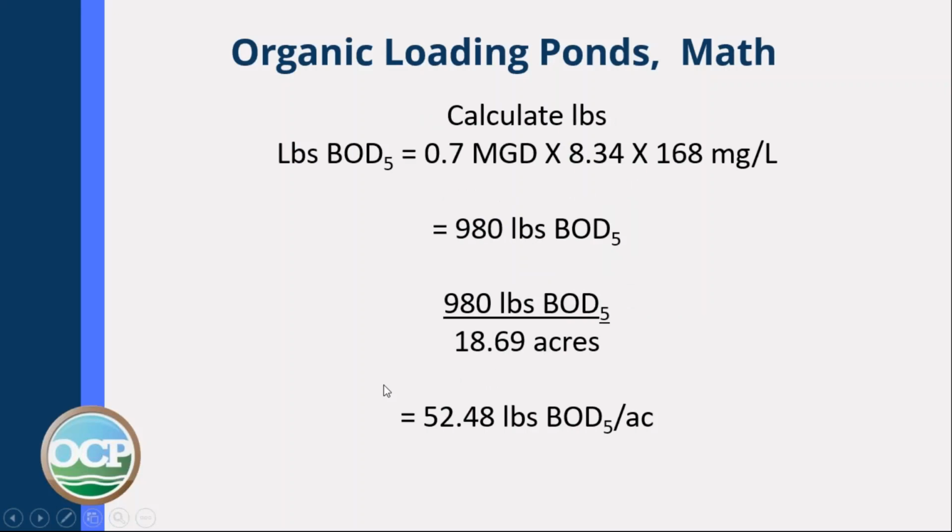Calculate your pounds of BOD. 0.7 times 8.34 times 168 milligrams per liter equals 980 pounds of BOD5. 980 pounds of BOD5 divided by 18.69 acres gives you 52.48 pounds of BOD5 per acre per day.